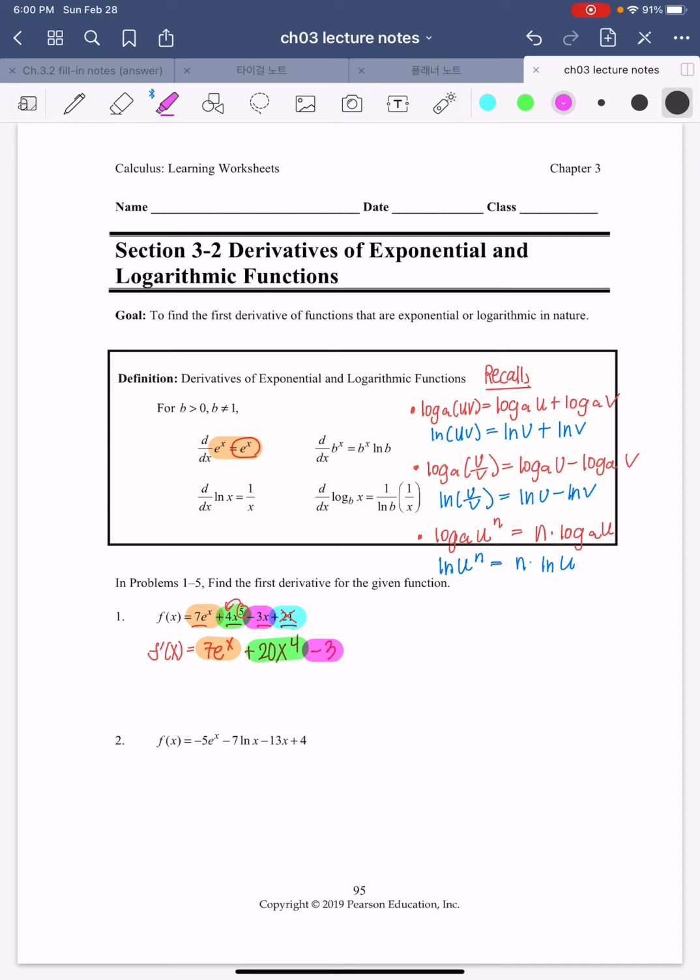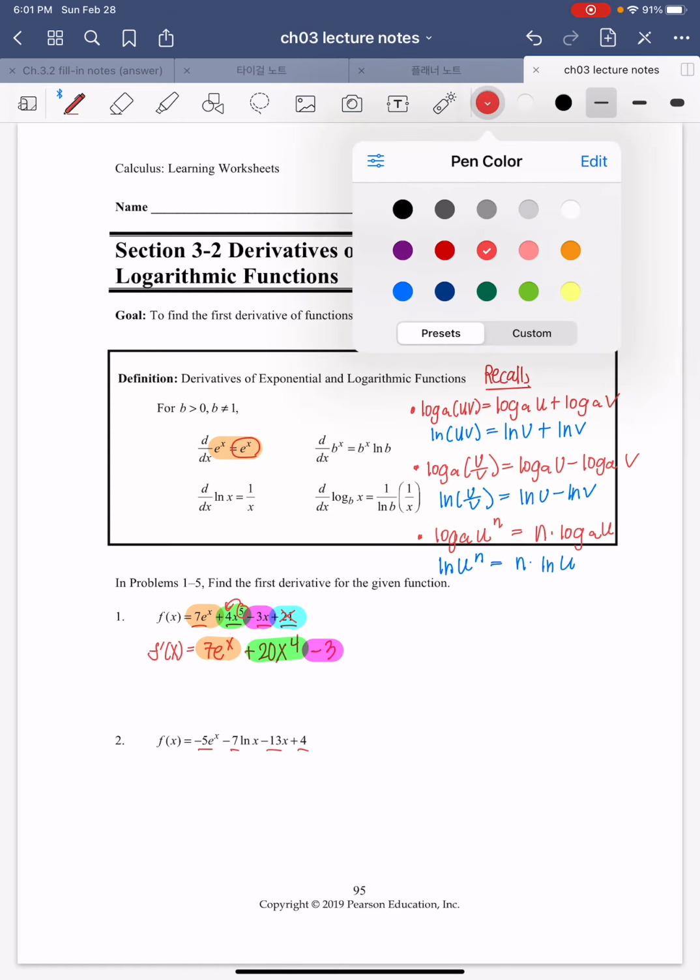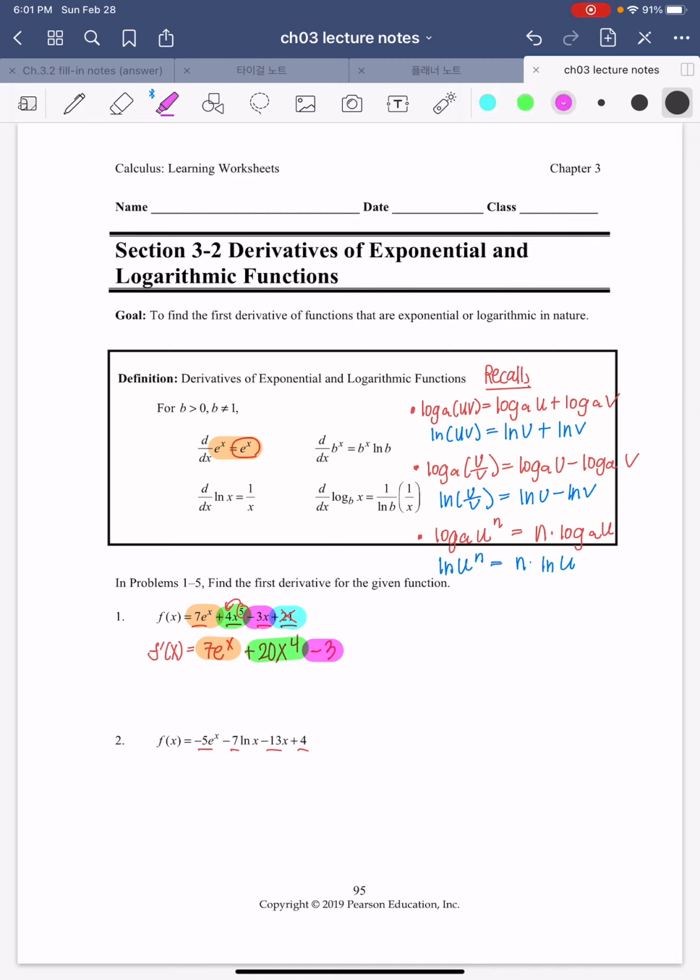Term by term. Okay. Let's do one more term by term. 1, 2, 3, 4. Again, I have 4 terms. Let me begin color coding it first. So I have the orange term as the first one. My second term here. Third term. And then the fourth term.